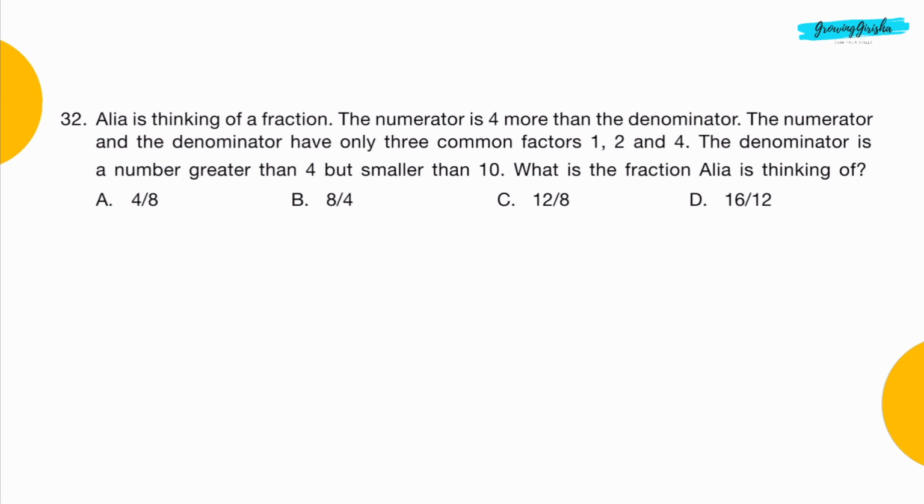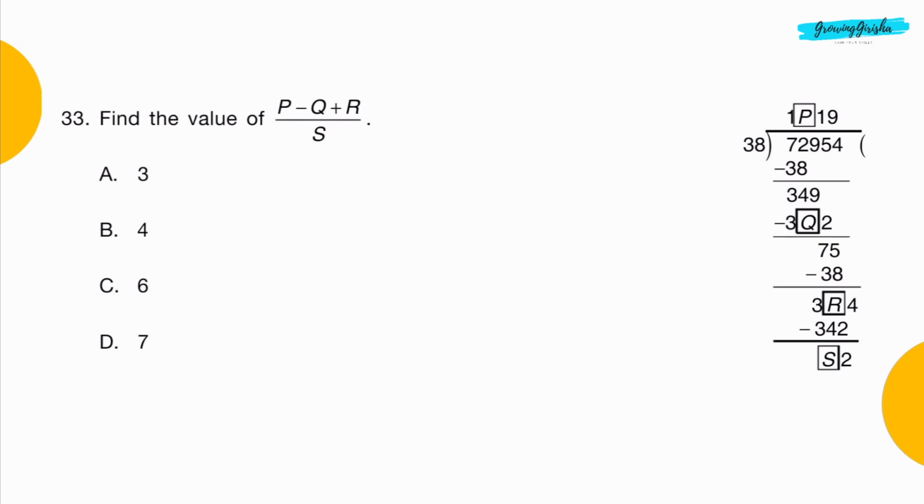Question 32. Alia is thinking of a fraction. The numerator is 4 more than the denominator. The numerator and the denominator have only 3 common factors: 1, 2 and 4. The denominator is a number greater than 4 but smaller than 10. What is the fraction Alia is thinking of? Option C, 12 by 8. Question 33. Find the value of P minus Q plus R upon S. Option B, 4.